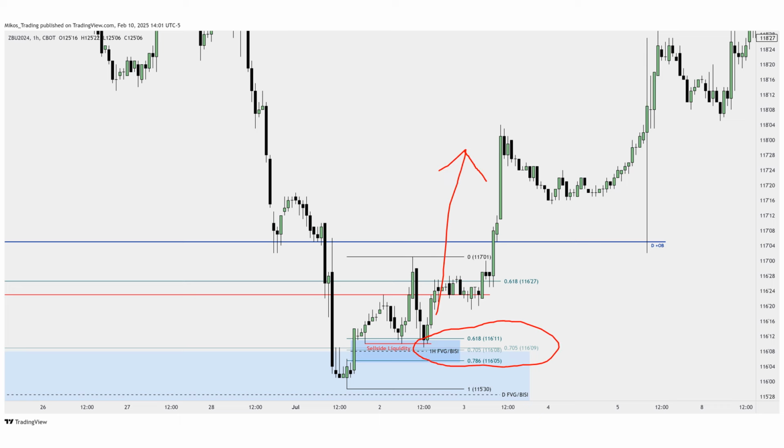We can see that price is still inside the daily optimal trade entry, so we can take the 1-hour setup. Price trades into the 1-hour optimal trade entry as well as the 1-hour fair value gap. It also takes out 1-hour sell-side liquidity and trades higher after that.